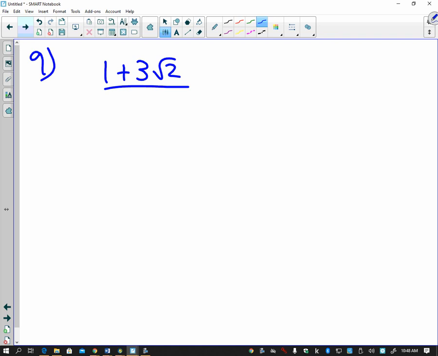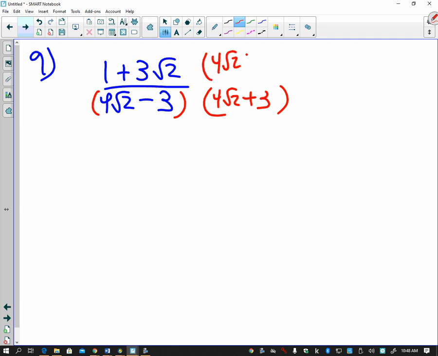Okay. Let's see. And we got 4 radical 2 minus 3. All right. First step. Multiply by the conjugate. Okay, what is the conjugate? 4 radical 2 plus 3 over 4 radical 2 plus 3. Okay? Second step. FOIL. Okay? FOIL. 1 times 4 radical 2. 4 radical 2. Okay, that's first.